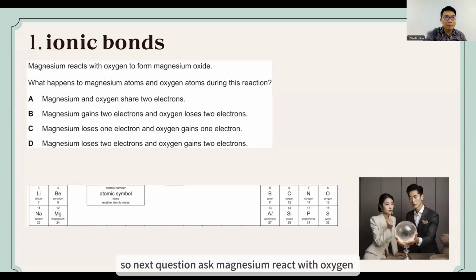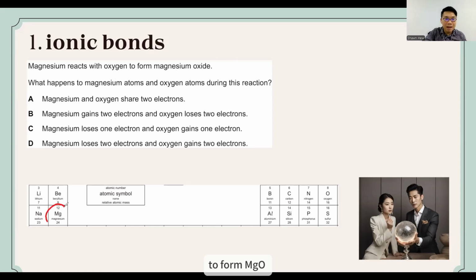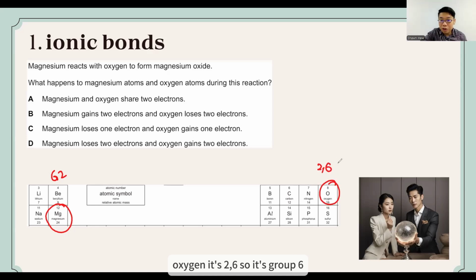The next question asks, magnesium reacts with oxygen to form magnesium oxide. Magnesium is group 2, oxygen is 2,6, so it's group 6. So group 2 and group 6, metal, non-metal, they will form ionic. What happened to magnesium atoms and oxygen atoms during the reaction?